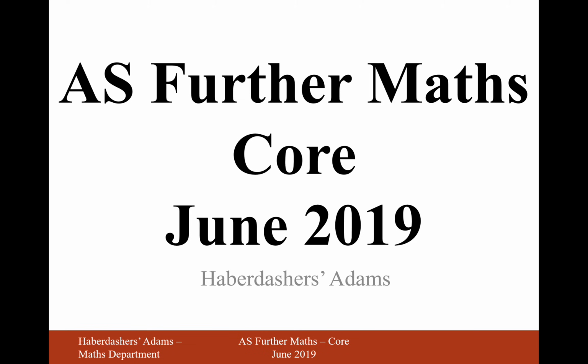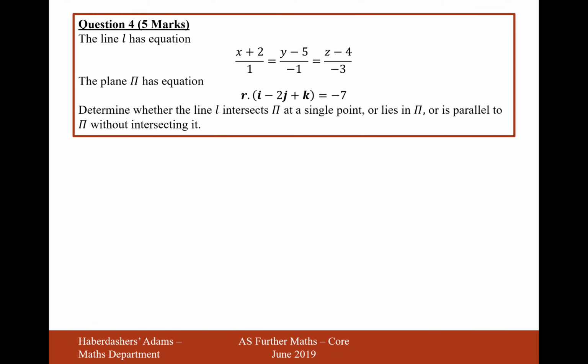Hello there and welcome to the June 2019 paper. Here we're looking at question 4. The line L has equation x plus 2. Actually, I'm going to rewrite this line here, because this form isn't particularly helpful. So it's (-2, 5, 4) plus lambda lots of (1, -1, -3).